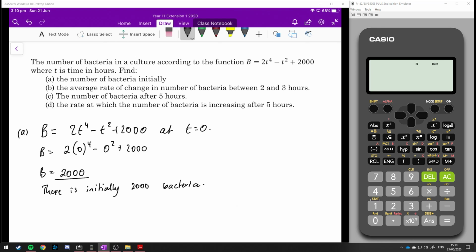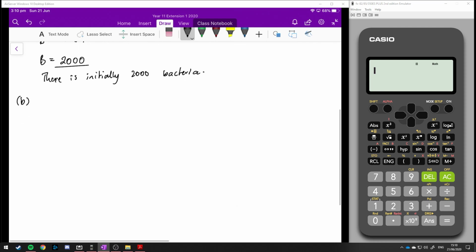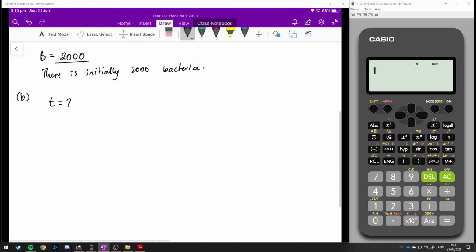It's just a simple substitution, and just knowing that initially means that when no time has passed, or when time is equal to 0. The second part is the average rate of change between 2 and 3. So we're going to be looking at when t is equal to 2 and when t is equal to 3. I'm just going to spread that out a little bit.